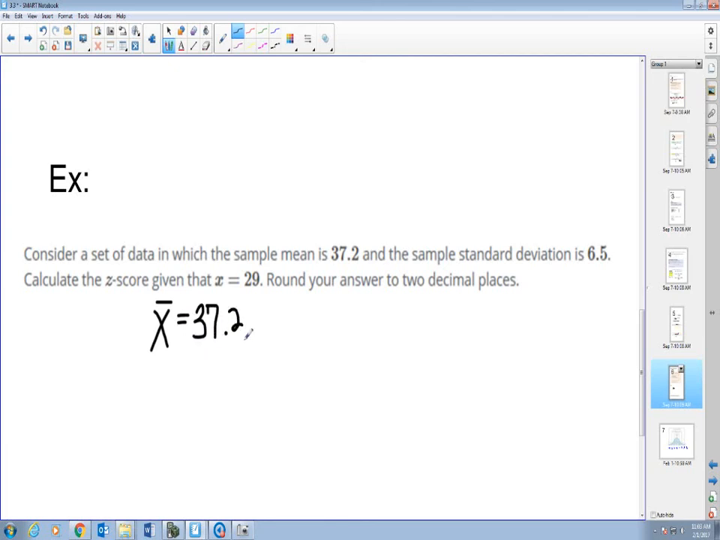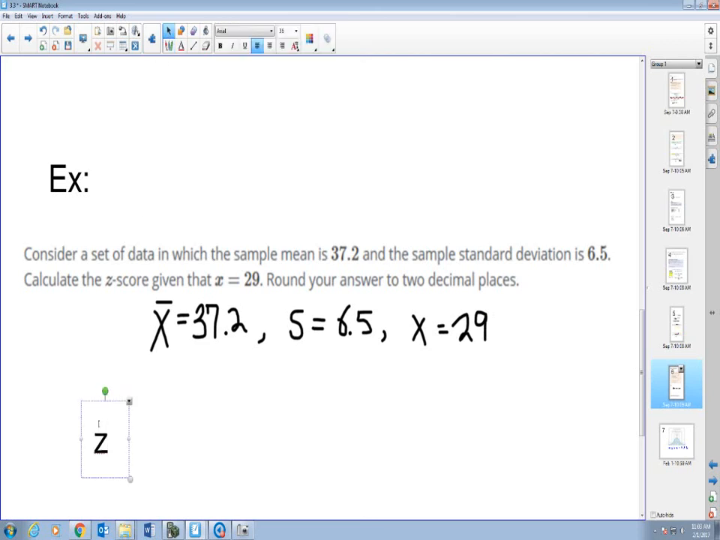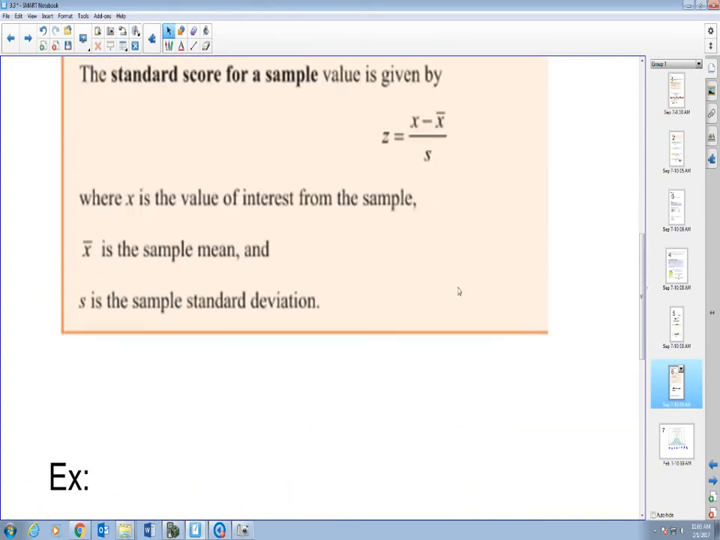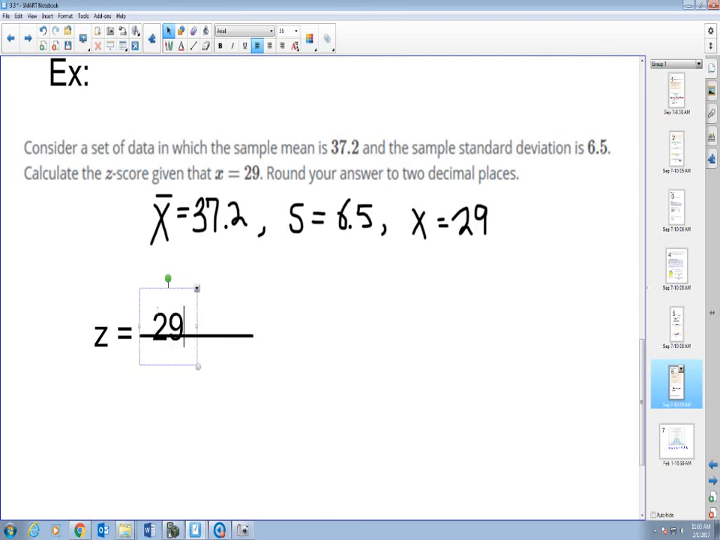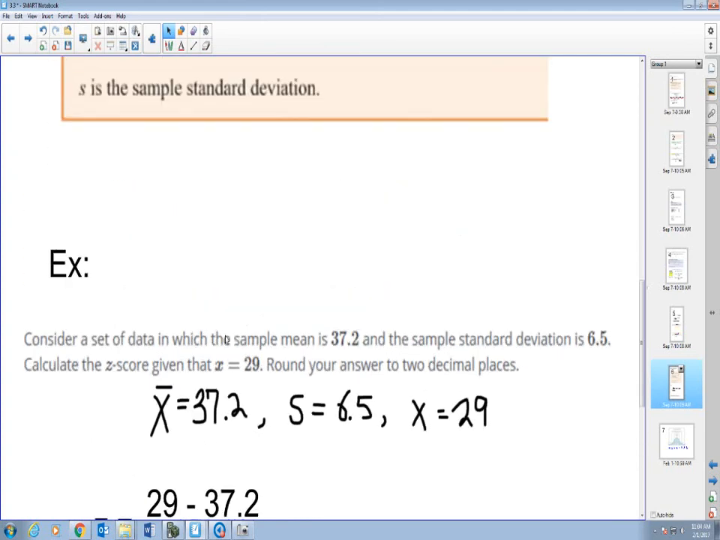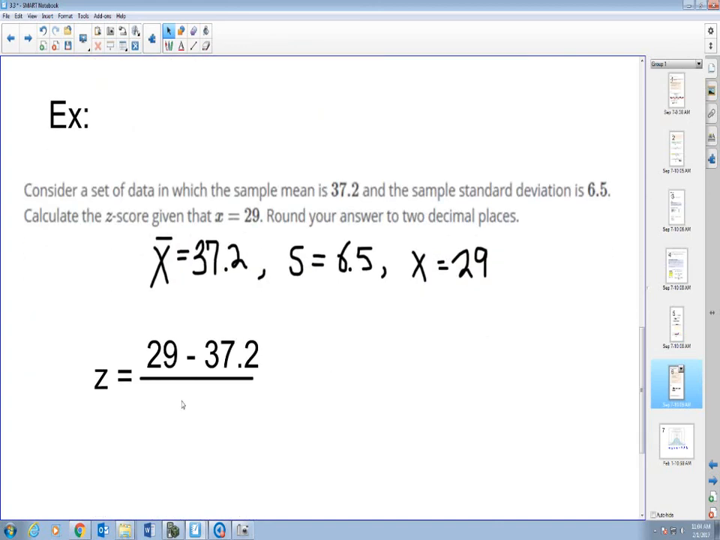Now we are beginning to write down all these numbers and see what they stand for. Sample standard deviation, S, is 6.5. Alright, calculate the z-score given that this data value x is 29. So my z-score is equal to, if you look at the formula, x minus x bar, so that will be my 29 minus my x bar, 37.2, divided by how many standard deviations, which is 6.5.